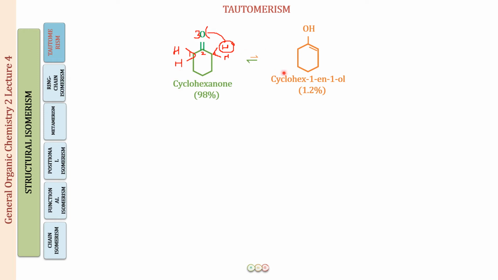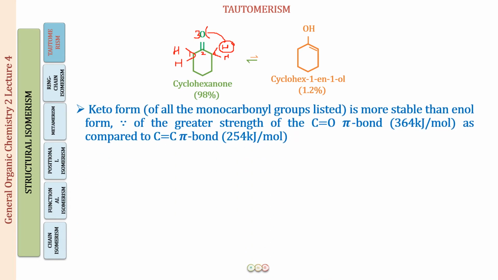A keto-enol tautomerism. Again, what you can see over here is 98% is cyclohexanone and 1.2% is enol. All right. So what do we understand is that in all these examples, what you have seen is that the keto form of all the monocarbonyl groups, where there was only one carbonyl group present in these structures, was more stable than the enol form.